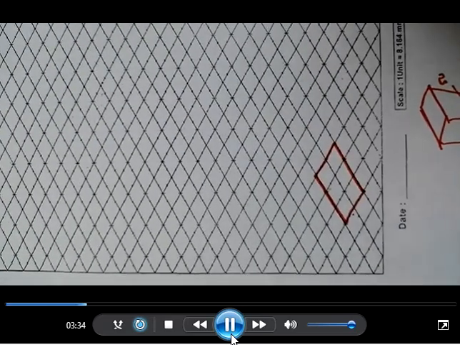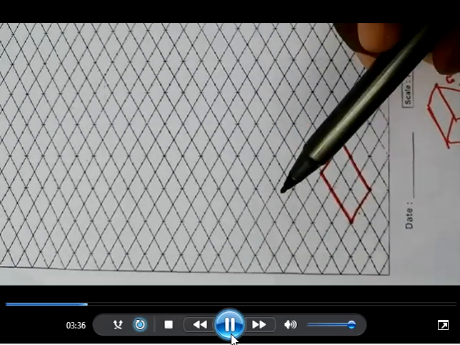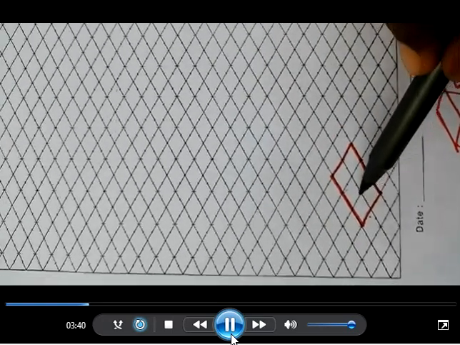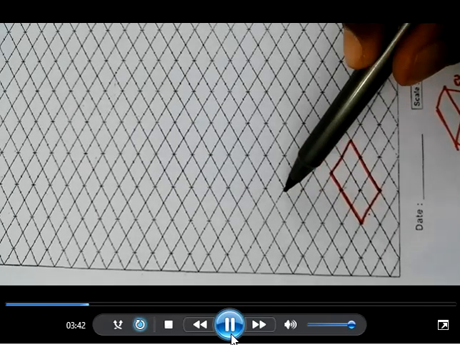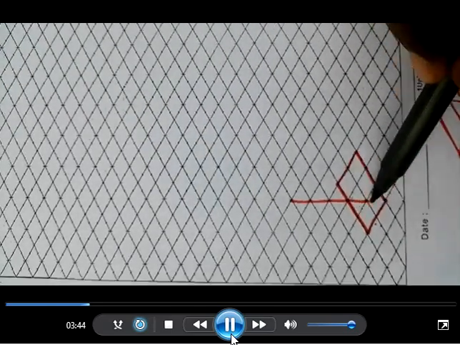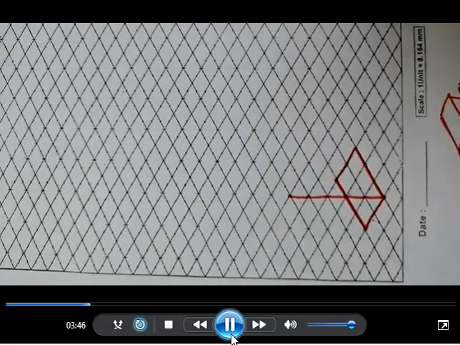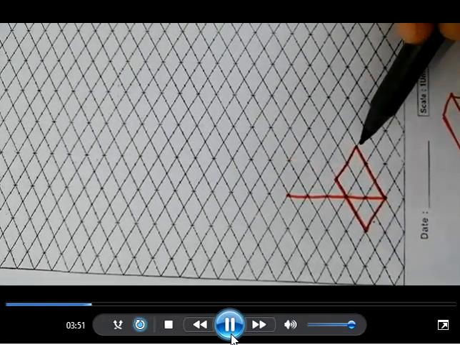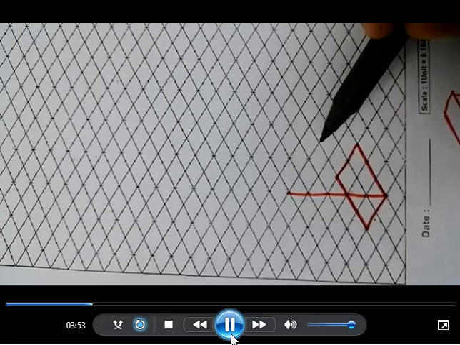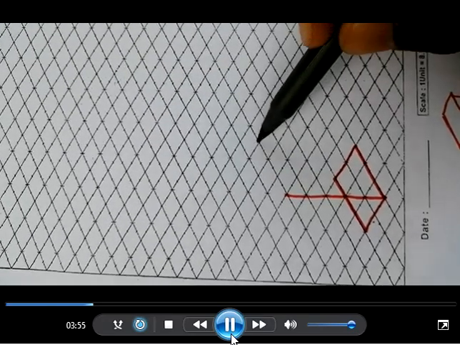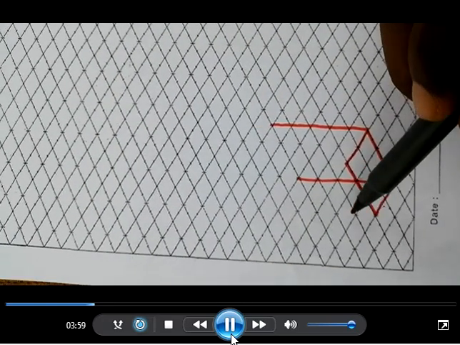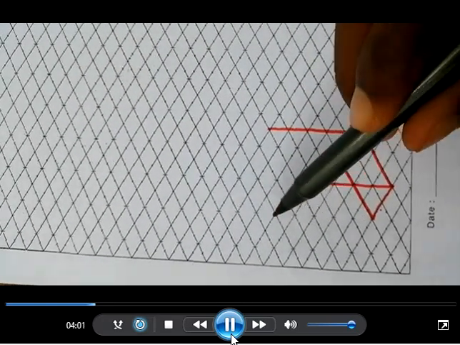Here height should be 50 mm or ISO 50. So take height from all the four corners: ISO 10, ISO 20, ISO 30, ISO 40 and ISO 50. Draw one vertical line of dimension ISO 50. Again from the second corner, ISO 10, 20, 30, 40, 50. ISO 50. Again from here, 10, 20, 30, 40, 50, ISO 50.